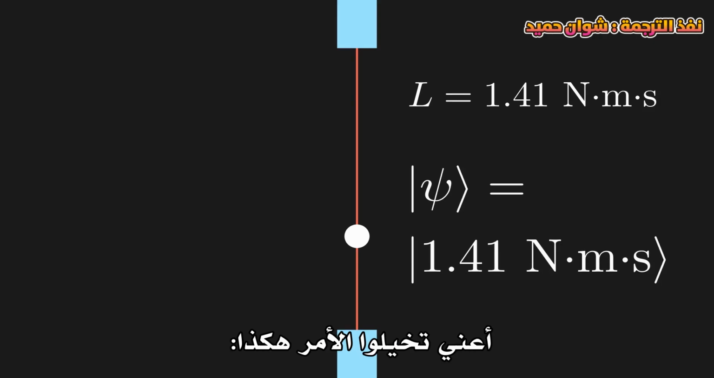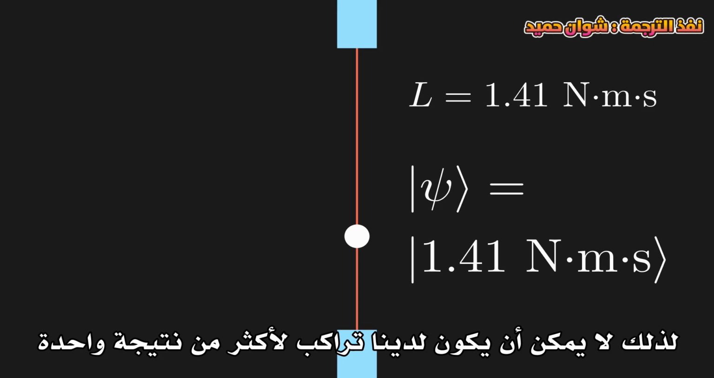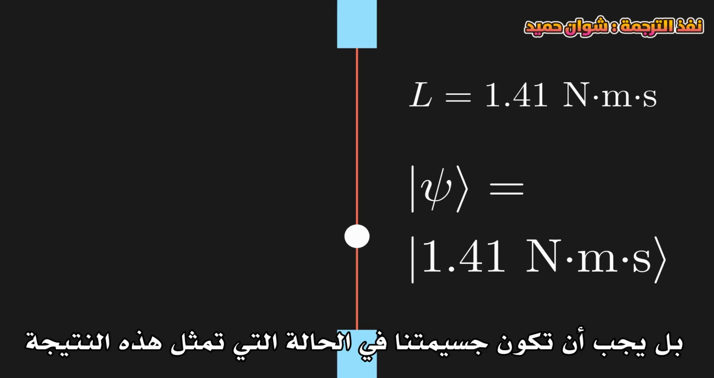I mean, think about it. The measurement told us what the angular momentum is, so we can't be in a superposition of more than one outcome. Our particle has to be in the state representing this outcome.